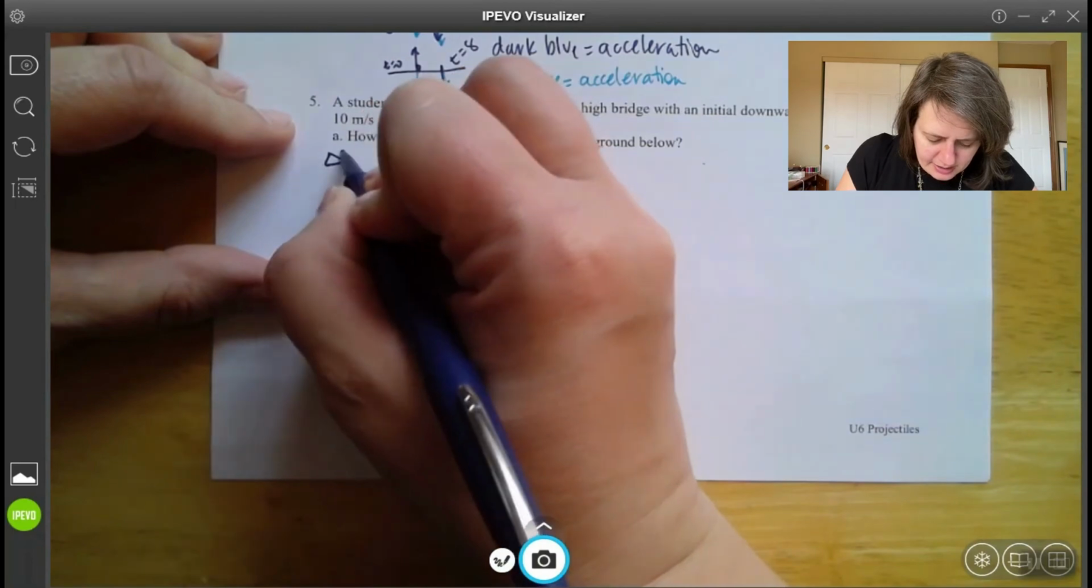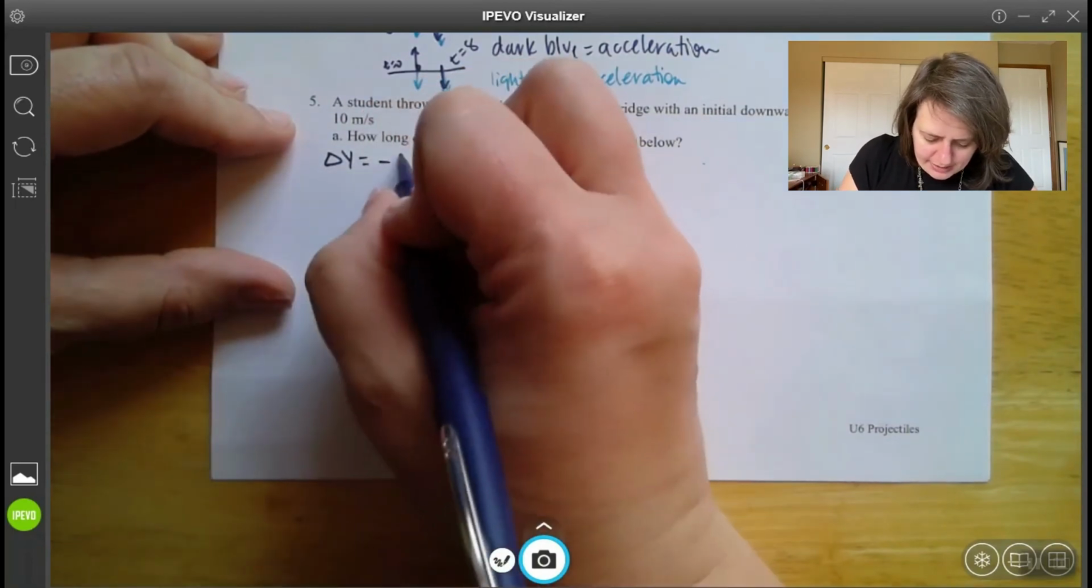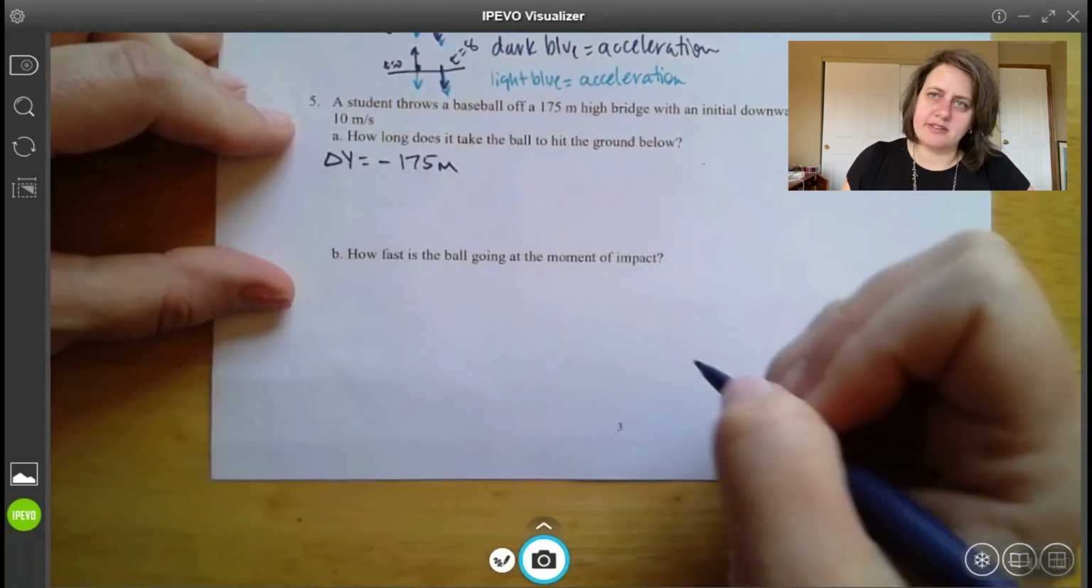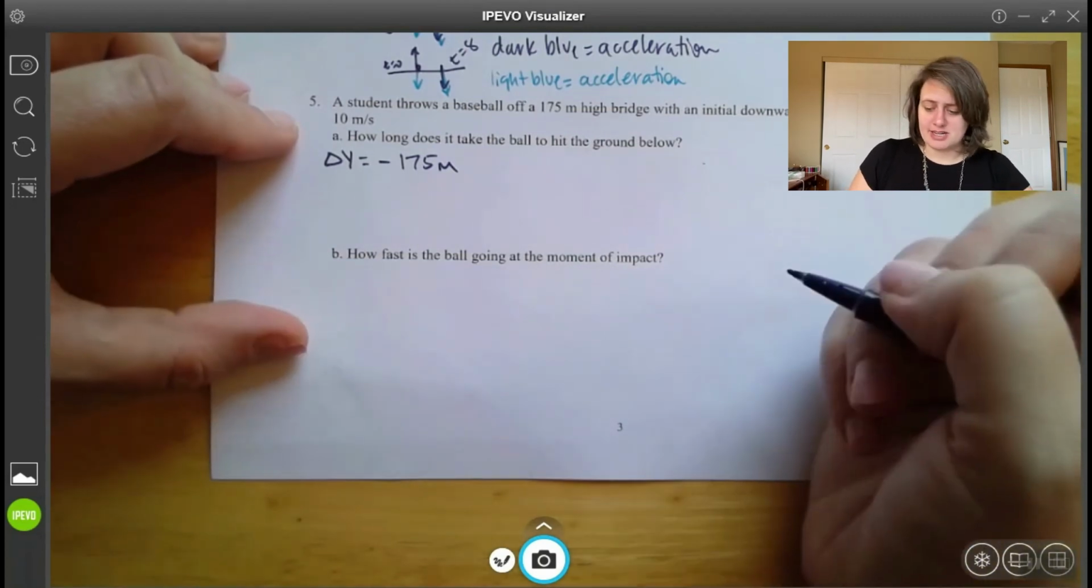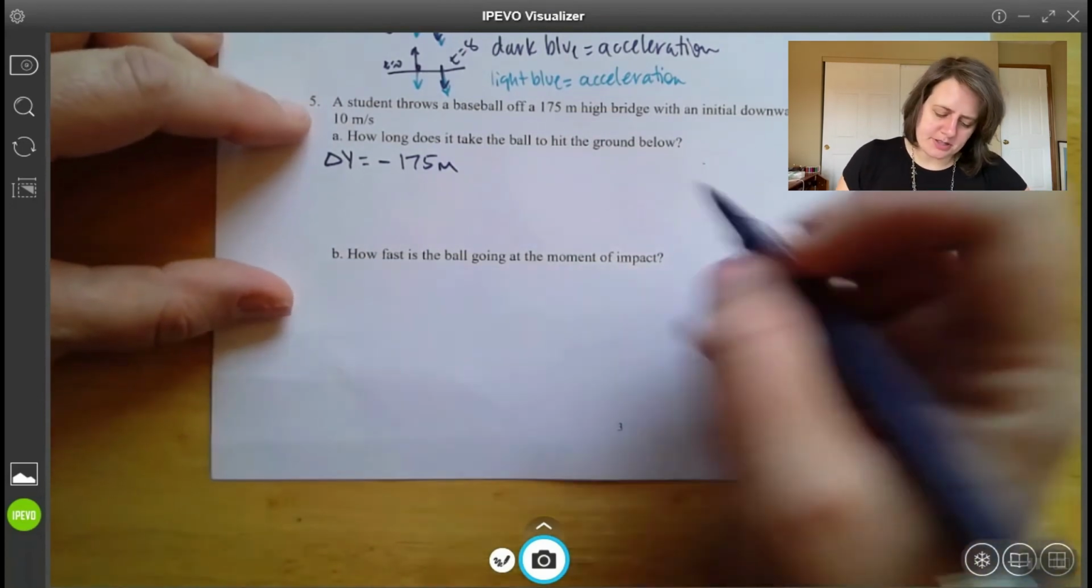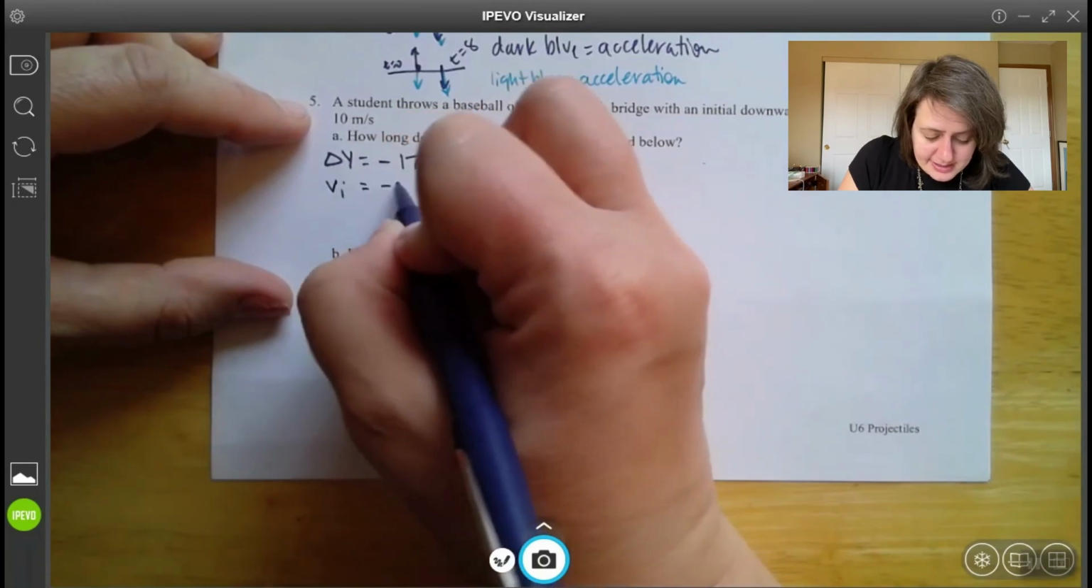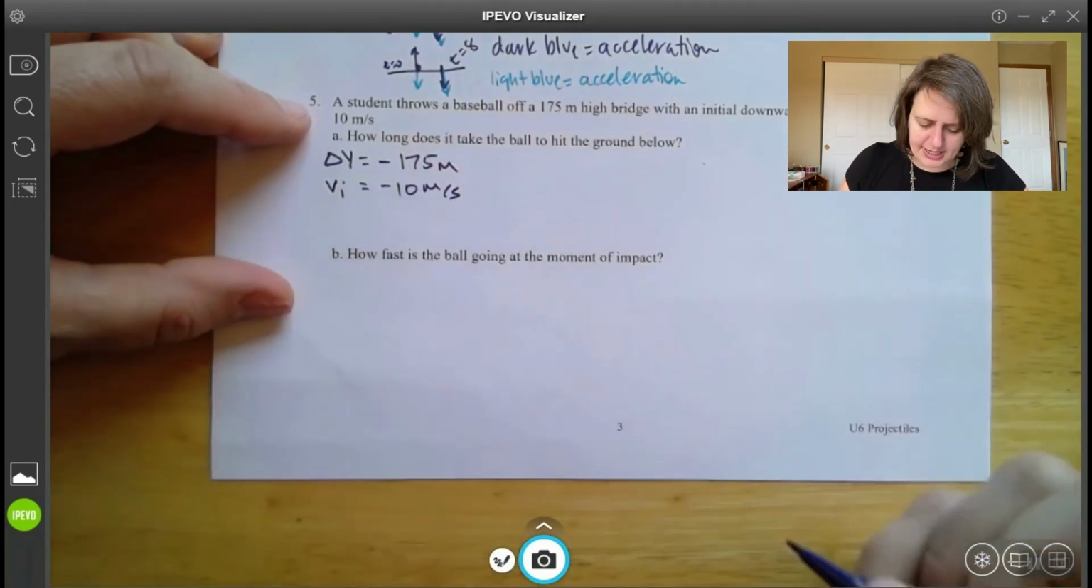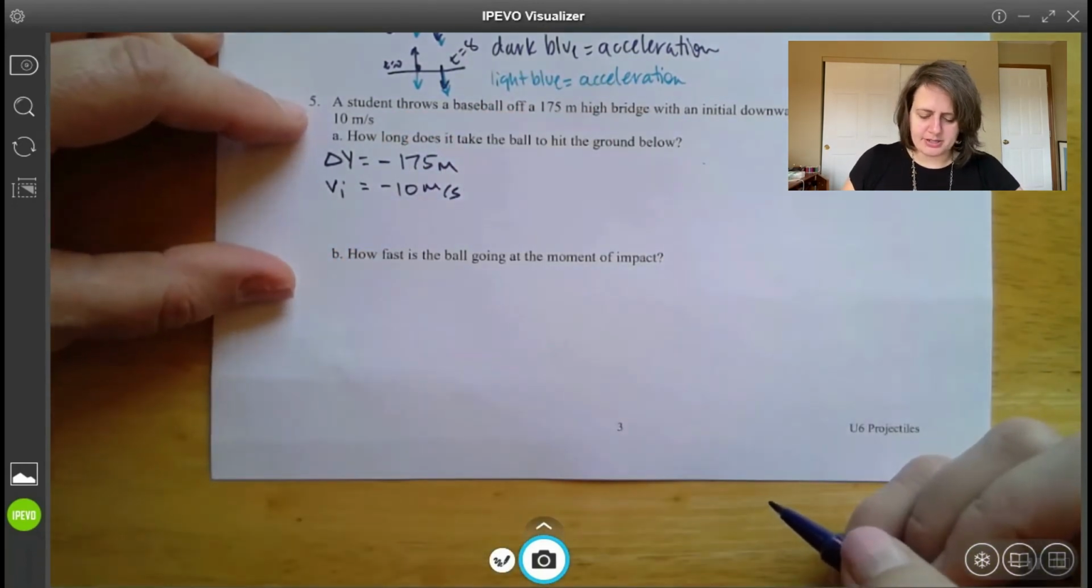We know that our vertical displacement is going to be minus 175 meters because the student is throwing it downward, and downward is the negative direction. We also know that the ball has an initial velocity downward of minus 10 meters per second. So how long does it take the ball to hit the ground?